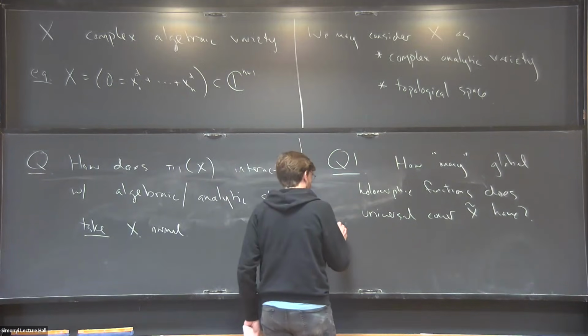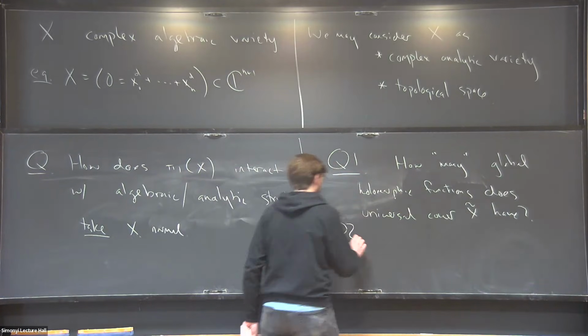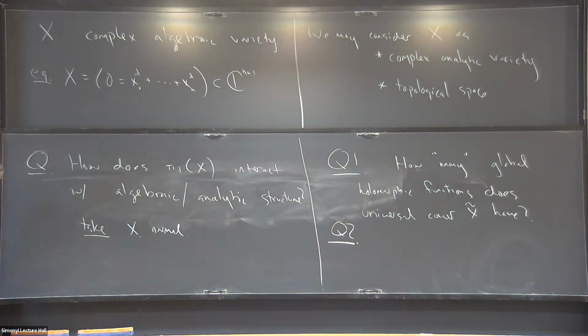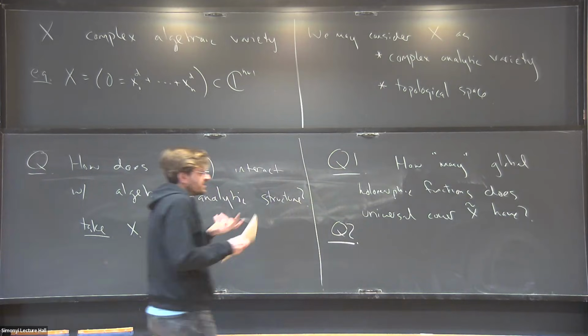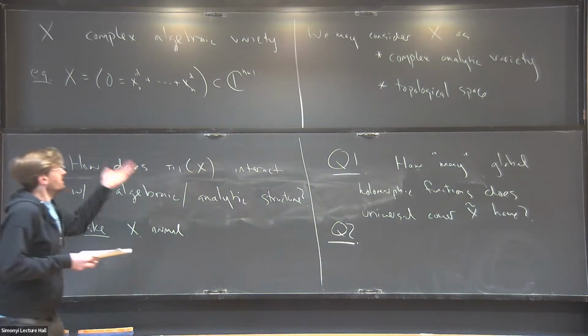And here's another question, which is again related to this theme I mentioned over here. How many simply connected algebraic subvarieties does X have?